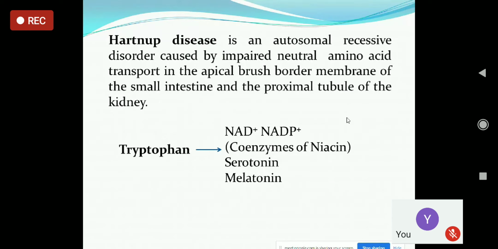Hartnup disease is an autosomal recessive disorder caused by impaired neutral amino acid transport in the brush border membrane of the small intestine and the proximal tubule of the kidney. So when tryptophan is defective, there is deficiency of NAD, NADP, which are the coenzymes of niacin, and also serotonin and melatonin, because tryptophan can be converted to serotonin, melatonin, and niacin. Niacin is a precursor to nicotinamide, a necessary component of NAD. We have studied about this in the vitamins. So this is one of the defects of protein digestion and absorption, the Hartnup disease.